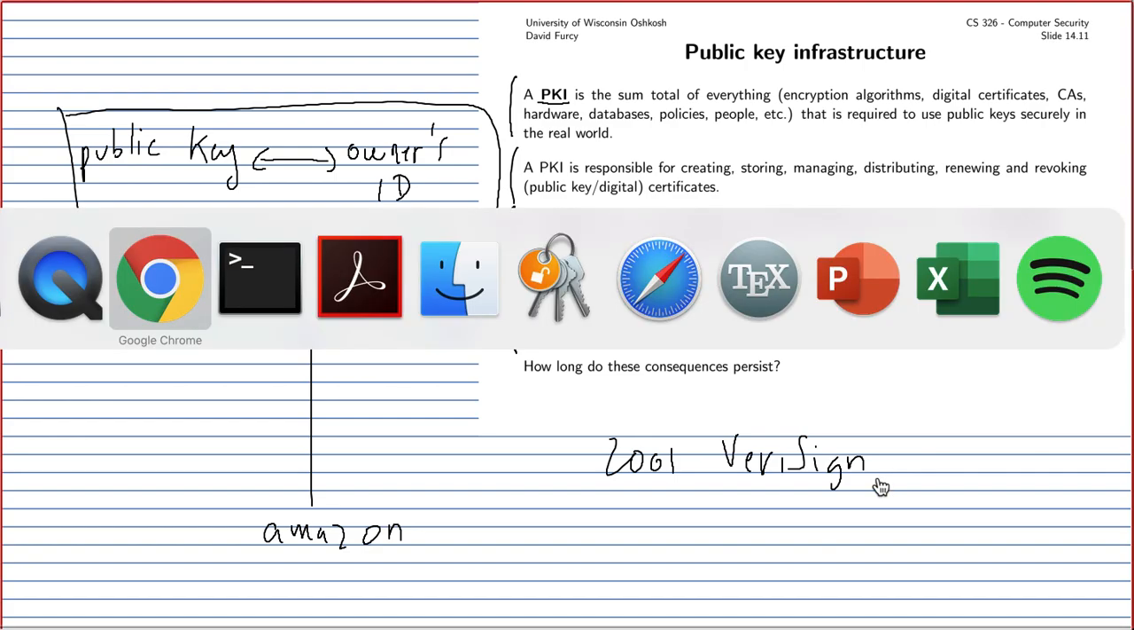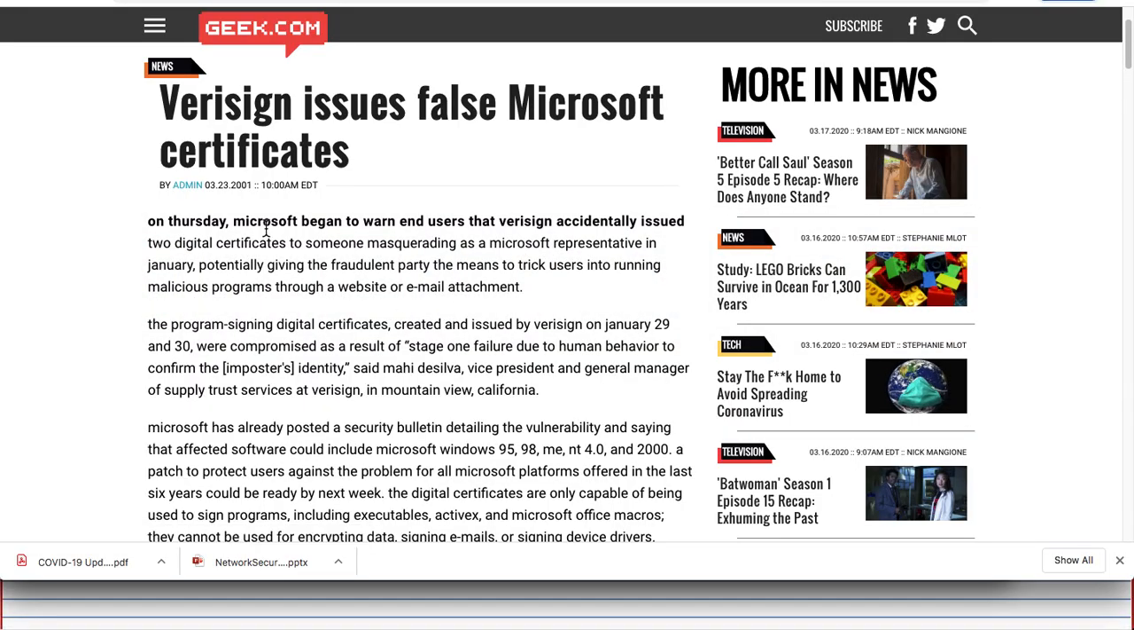So let me try and pull up this article here. Again, this is from 2001. You can find some more recent examples on the web. VeriSign accidentally issued two digital certificates to someone claiming to be a Microsoft representative. So in this case, VeriSign didn't do their job of checking the credentials of their user, their client, and issued a certificate to someone they shouldn't have issued them to. And notice in this case, the error is a stage 1 failure due to human behavior.